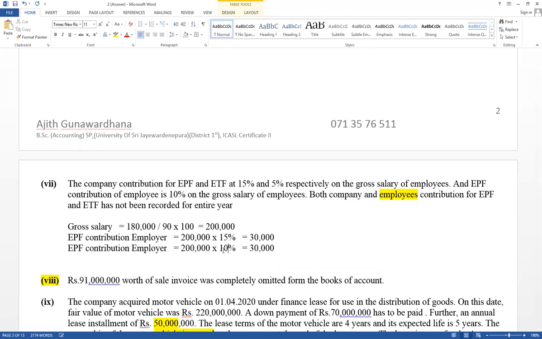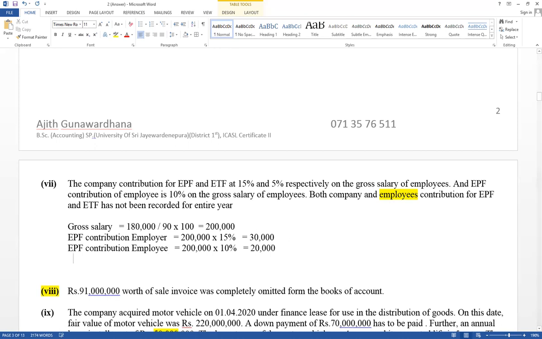Employee percentage equal 10%. This one, employee contribution value should be calculated based on gross salary. Think how to calculate gross salary. Think how to recognize salary, gross or net.